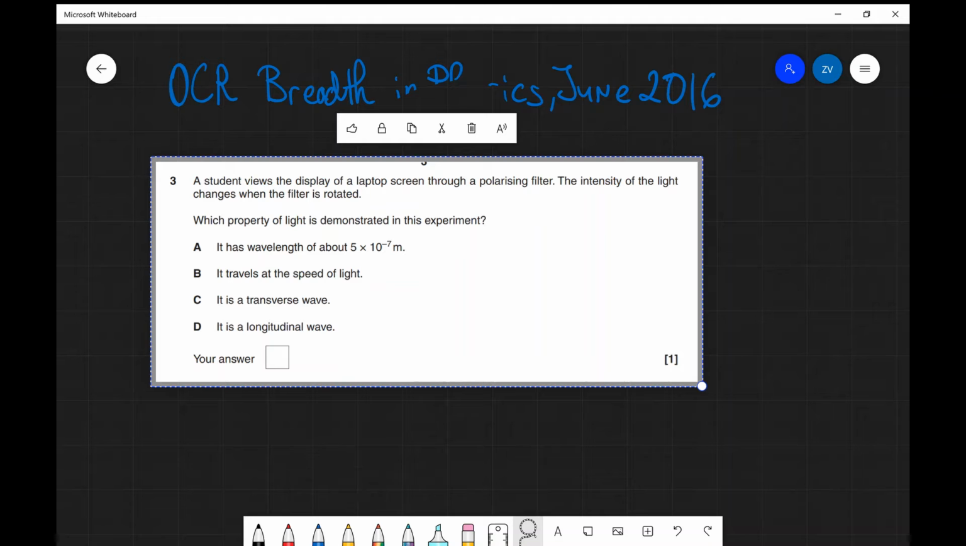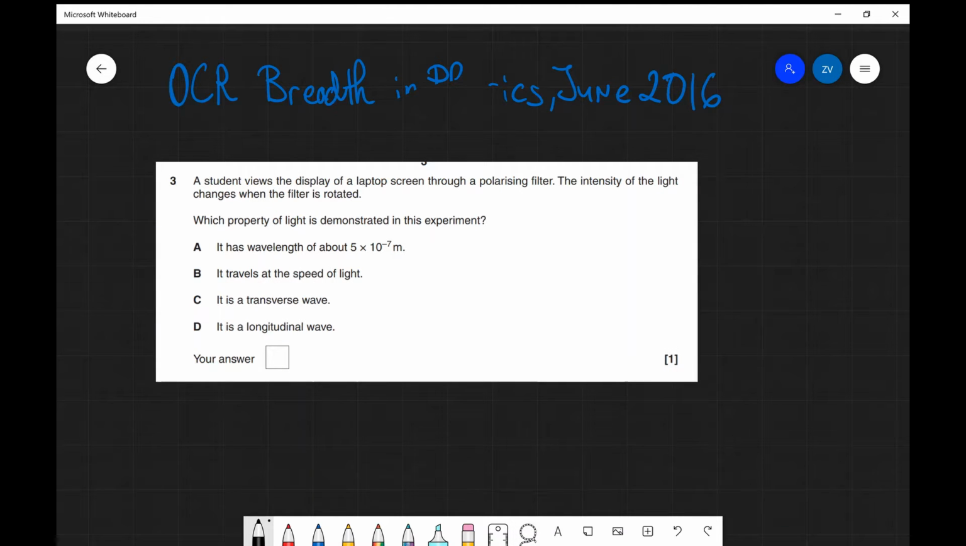Okay folks, moving on to question number 3. A student views the display of a laptop screen through a polarizing filter. The intensity of the light changes once the filter is rotated. Which property of light is demonstrated in this experiment? Okay, so it has a wavelength of about 5 times 10 to the power of -7. Well, we're not really sure where they got that number from, so I'm going to go with no. It travels at the speed of light. This is definitely not the property that is being demonstrated in this experiment.